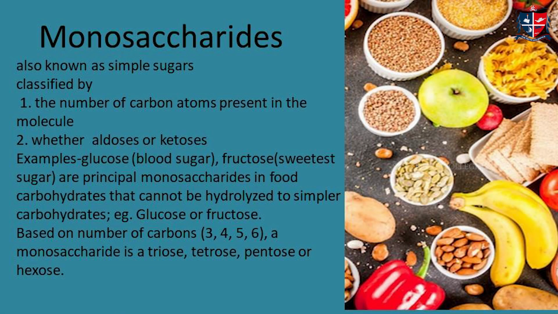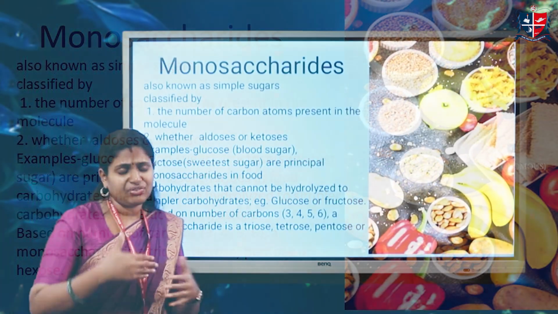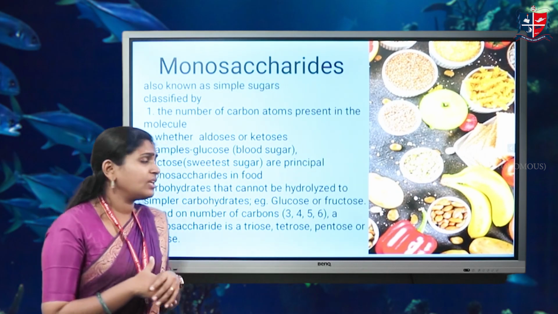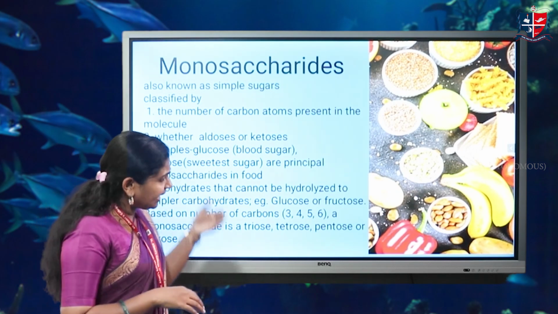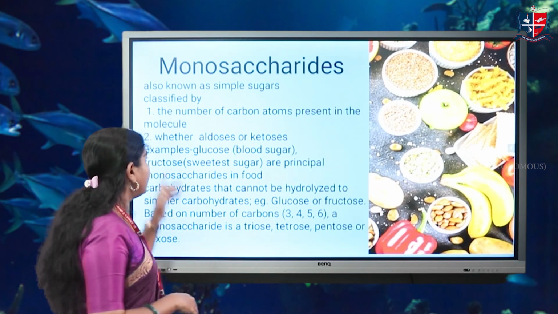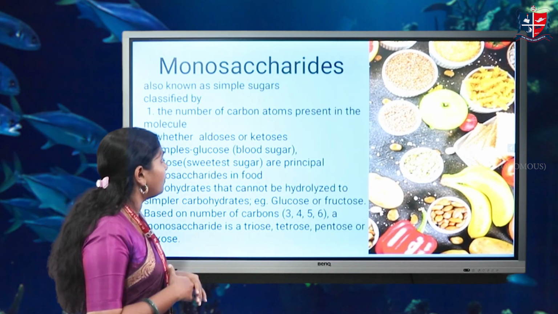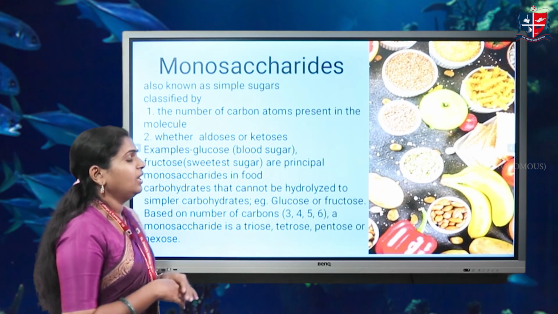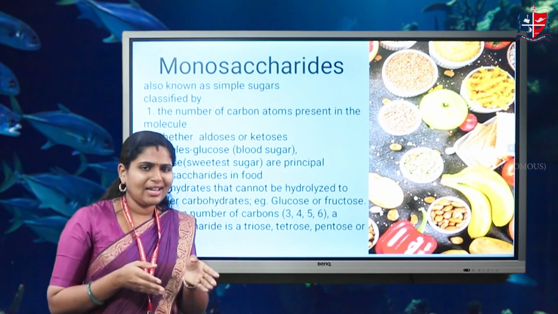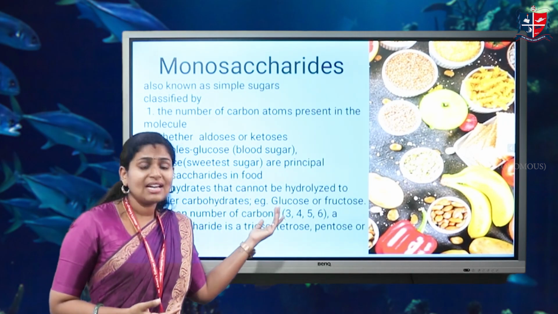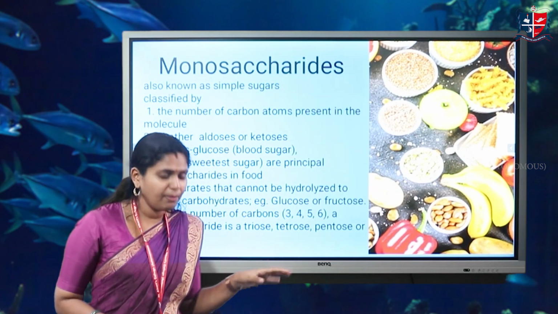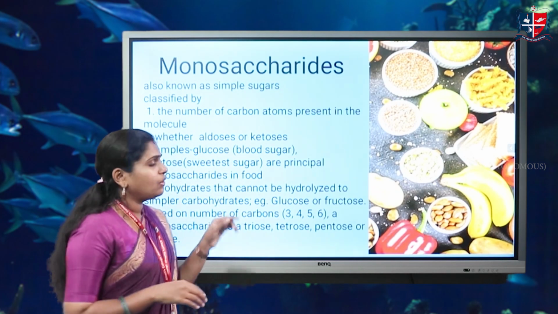Now we are going to discuss all these classifications in detail with structure. At first, we already said that monosaccharides are known as simple sugars. And again, these monosaccharides are classified depending upon different criteria. The first one is the number of carbon atoms present in the molecule. Again, the monosaccharides are classified into two based on the number of carbon atoms present in their system, whether they are aldoses or ketoses.